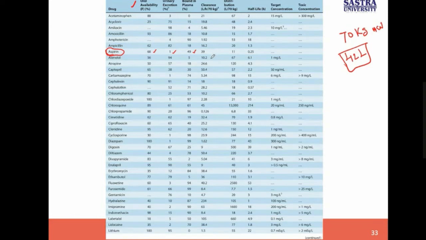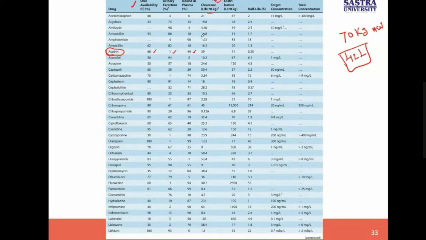Can you name any plasma protein commonly present? Albumin, any other? I discussed alpha-1 acid glycoproteins. Yes, right. So that is what we can understand from this. Clearance we have not yet discussed. We'll see that later. For the time being, no need to worry about clearance. So volume of distribution is what we are discussing now.